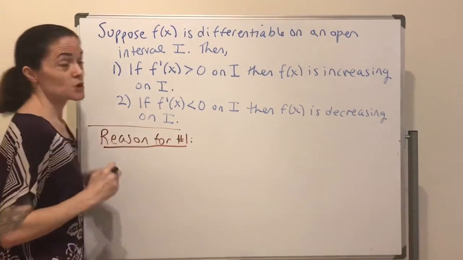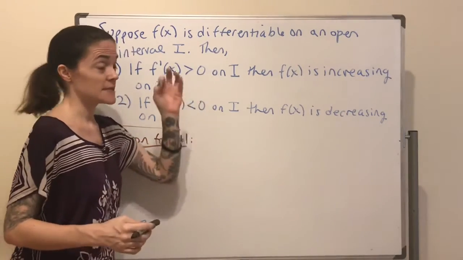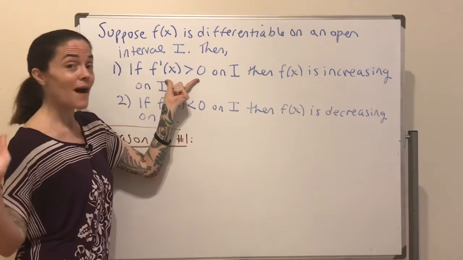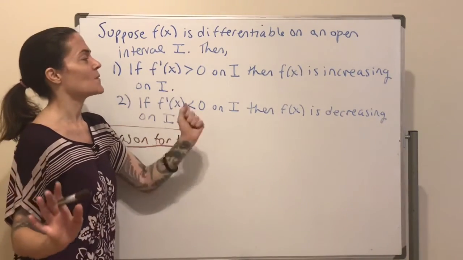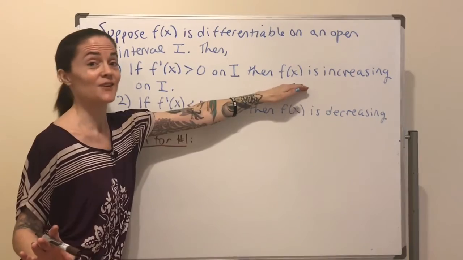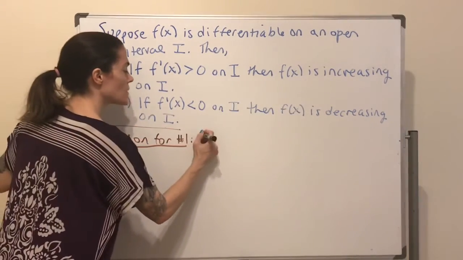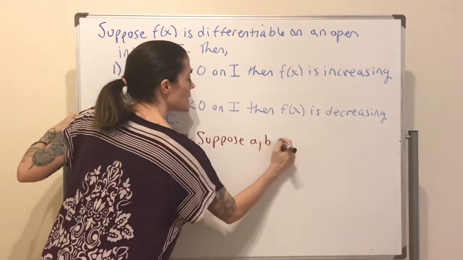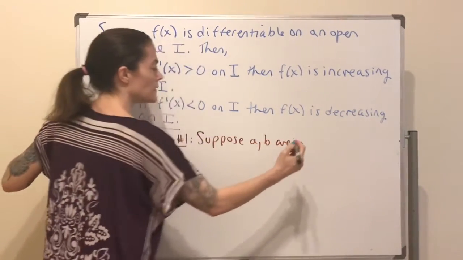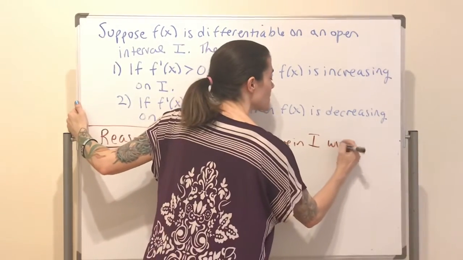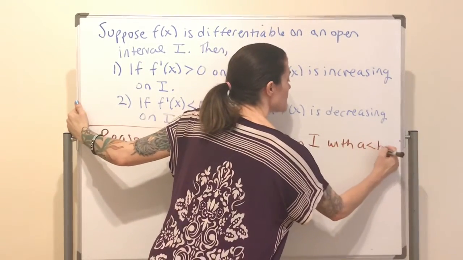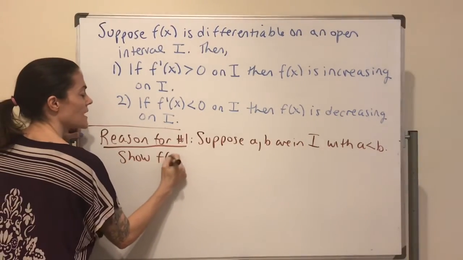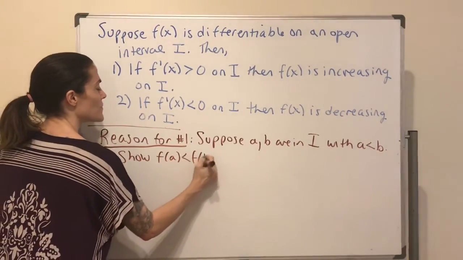So what am I going to assume here? I'm assuming f is differentiable on I. I'm assuming the derivative is positive on I, and I want to show f of x is increasing. Okay, so to show it's increasing, let's suppose a, b are in I with a less than b, and I want to show f of a is less than f of b.